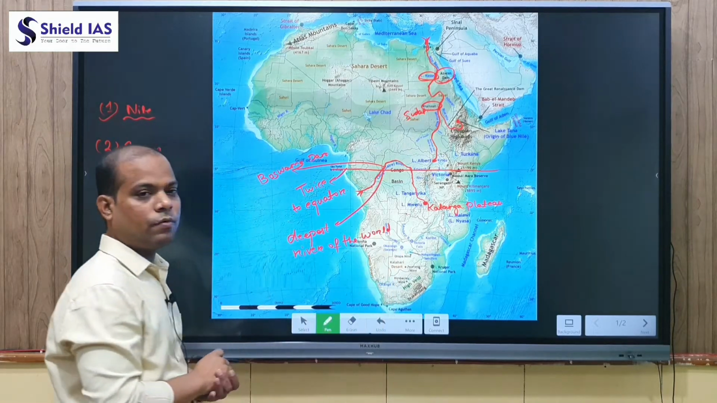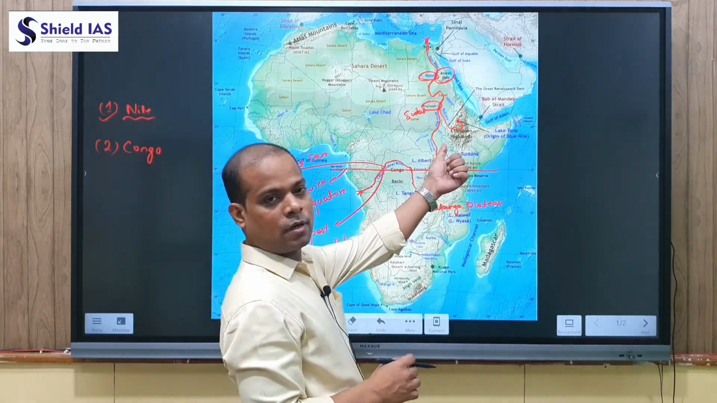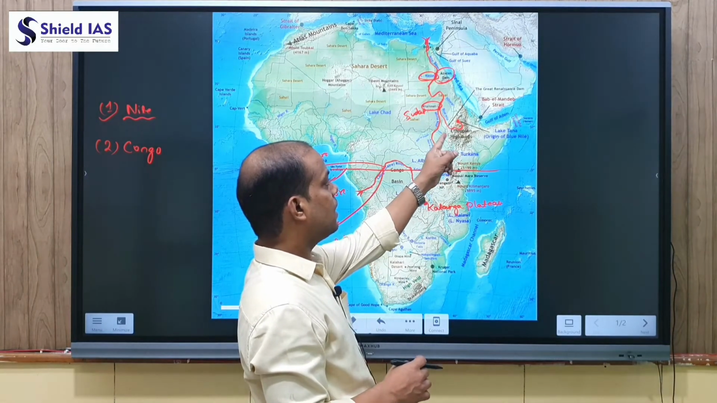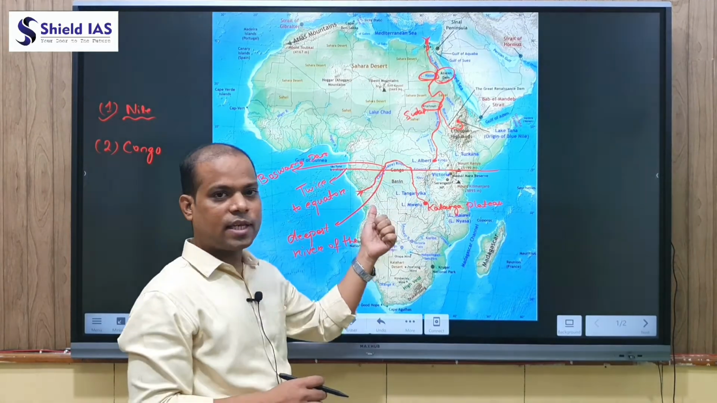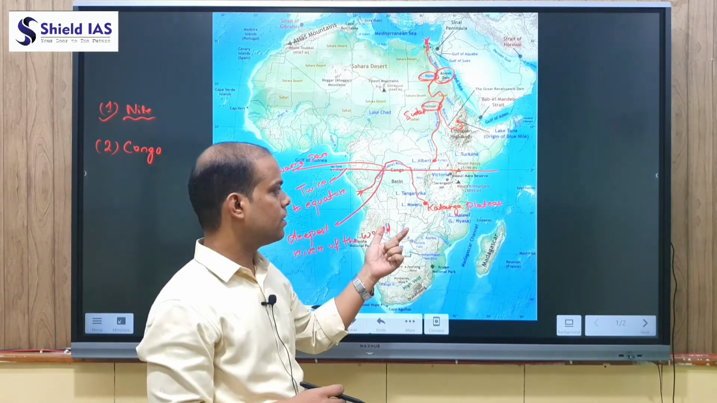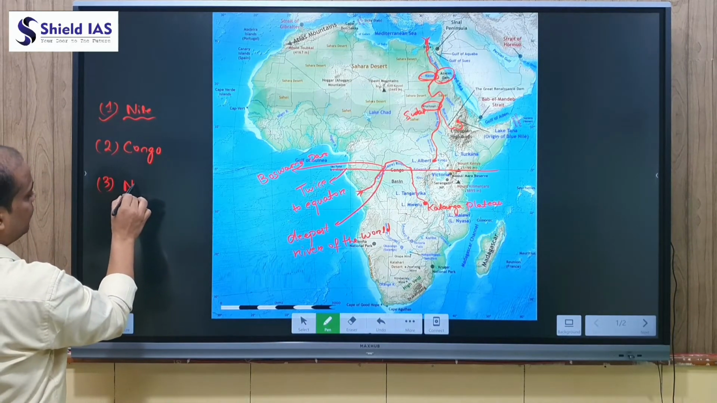Deepest river of the world. So the second river, river Congo, and first river, river Nile. River Nile is the longest river of the world, and river Congo is the second longest river of the Africa continent. And the third important river is river Niger.